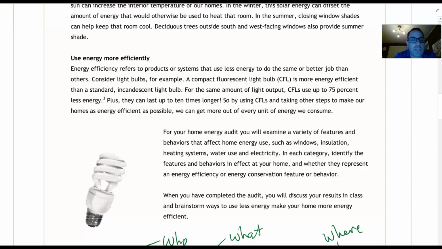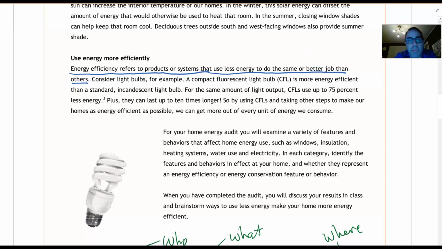Use energy more efficiently. Energy efficiency refers to products or systems that use less energy. So this is different than conservation. Energy efficiency refers to products or systems that use less energy to do the same or better job than others.